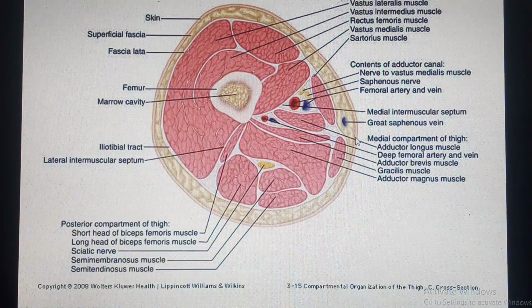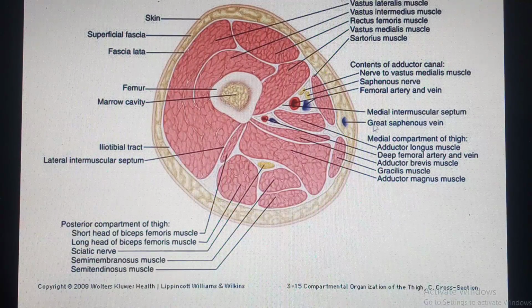Now you can see this vein, which is the long saphenous vein or the great saphenous vein. When we look at the layers of the roof of the femoral triangle, we saw that there was superficial fascia, which is deep to the skin. Within the superficial fascia, one of the contents we are going to find will be the great saphenous vein. So that will be subcutaneous. Look at that one.